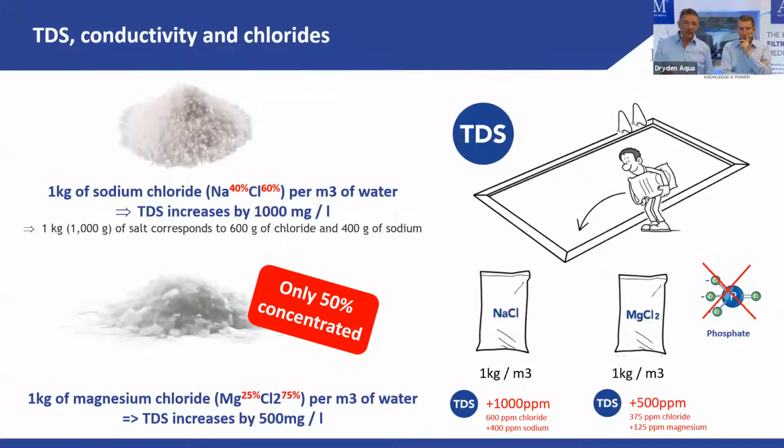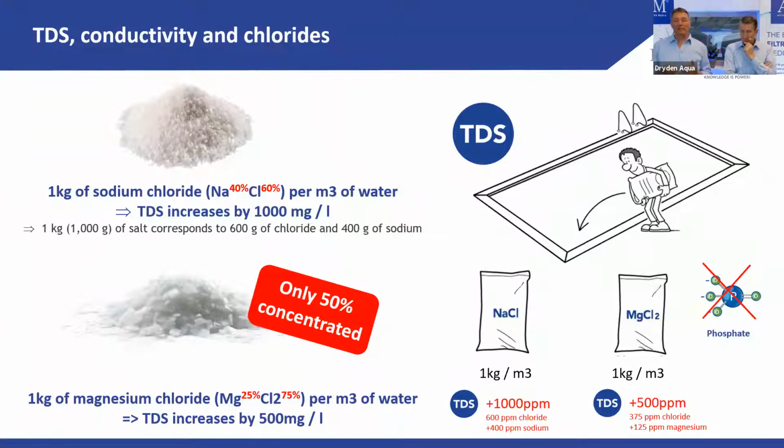Magnesium chloride is not a powder, it's more like flakes. It's in a solid form. And it's only 50% concentrated, so 50% is hydrated water. So if I add 1 kilogram of magnesium chloride, my TDS only goes up by 500 ppm. Half of it is water, the rest is really the magnesium chloride.